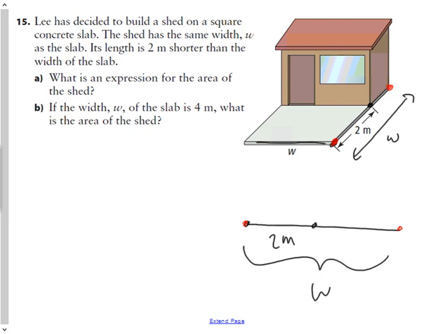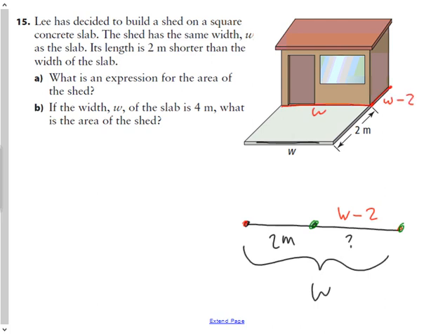So how would I define this distance, from green dot to green dot? The answer is W minus the 2 meters, okay? So the distance from green dot to green dot is going to be W minus 2. So when I erase this all here, this is W, this is W minus 2.